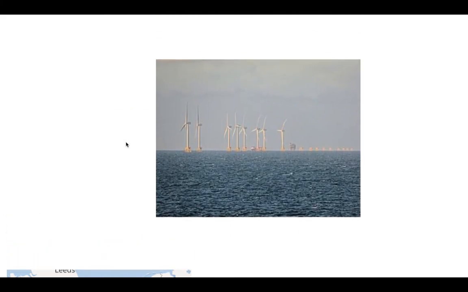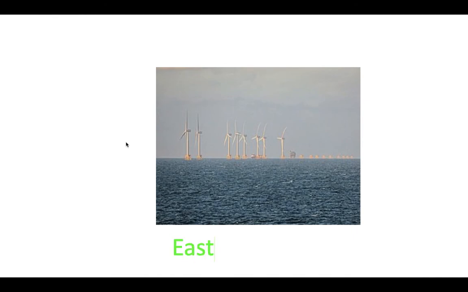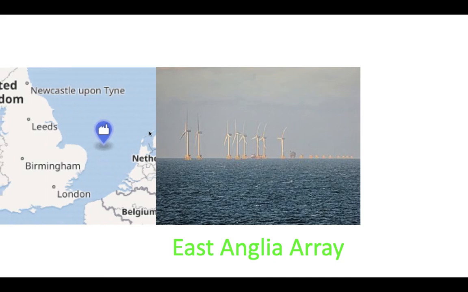The next wind farm that we have is called the East Anglia Array, and it is located here. The other one was located here, next to Leeds, but this one is closer to London. The East Anglia Array has an energy capacity of about 714 megawatts. It's smaller than the old one, which was in gigawatts, but it still has a lot of electricity, 714 megawatts.